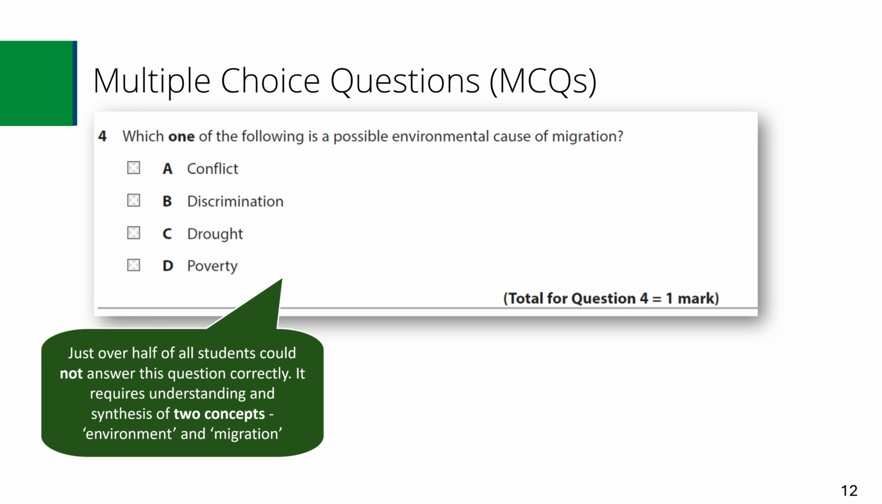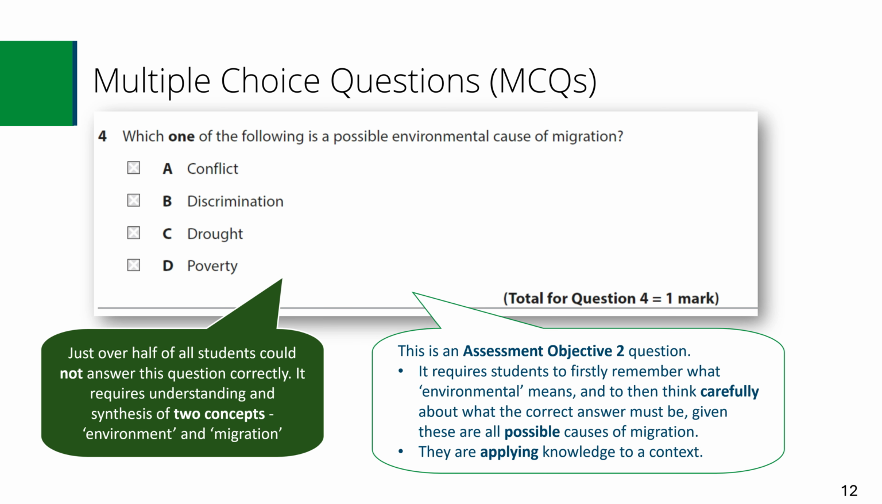This requires that students pause and think about what the word environmental means, and then work out which of the causes of migration they have learnt applies best to the statement. Now, around half of all students couldn't answer this question correctly, suggesting that they were not as well prepared as they might have been to stop and think about certain types of question before answering.